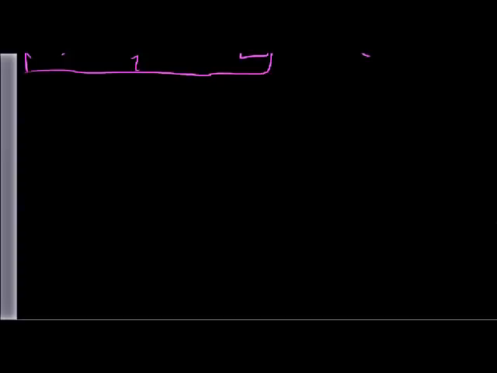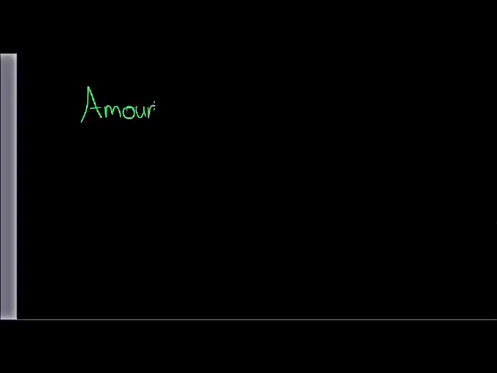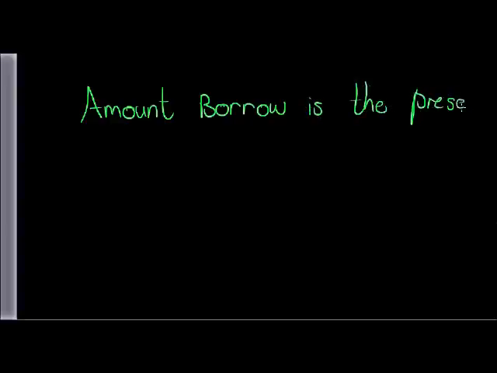So there are a bunch of ways to look at it. It simply boils down to this: the amount borrowed from the bank is the present value of an annuity.